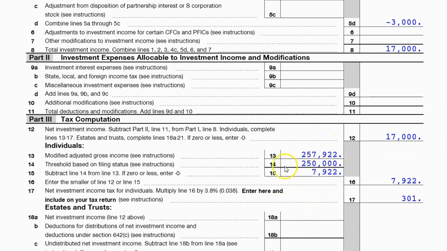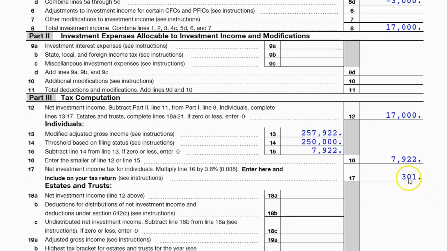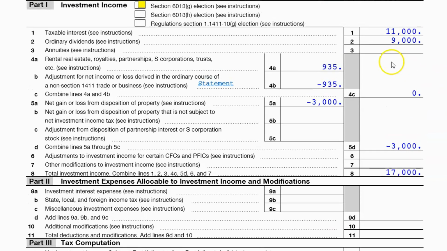Then you look at this calculation, right? The threshold was 250. They were over by 7,922. 3.8% of that is your 301, and that's your tax right there. So you can calculate this yourselves here. But again, you got to be careful on the triggering points here and think of ways on how you can reduce this, right?